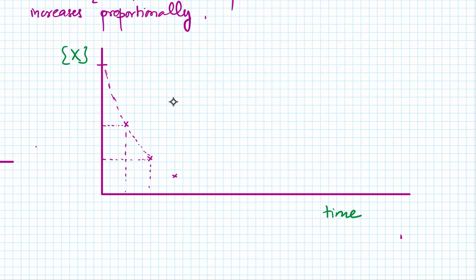Then X gets used up even more and the reaction starts slowing down. The concentration decreases, and the curve becomes less and less steep.